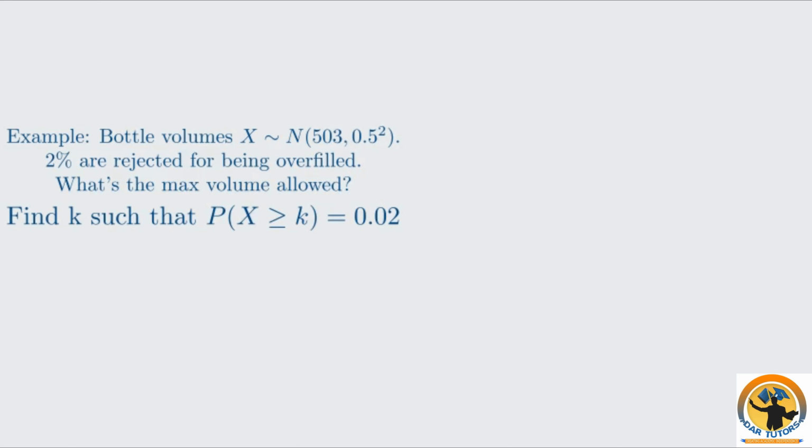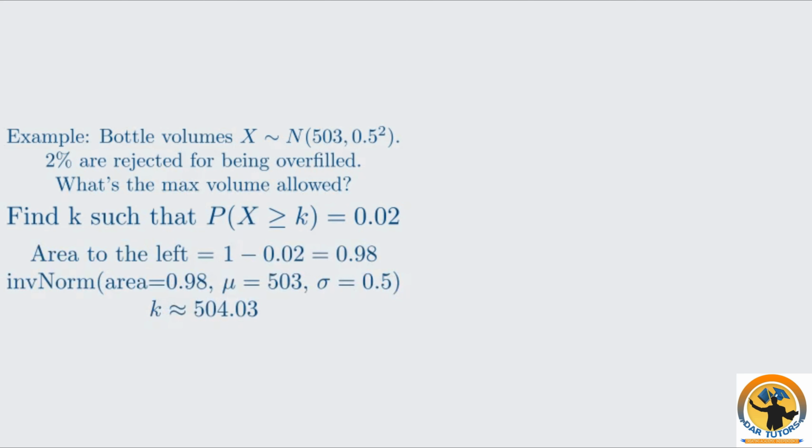If the area to the right is 0.02, then the area to the left is 1 minus 0.02, which is 0.98. So we need to find the 98th percentile, the value k such that P of x is less than or equal to k equals 0.98.